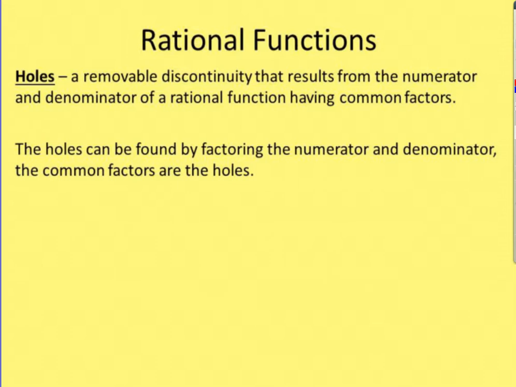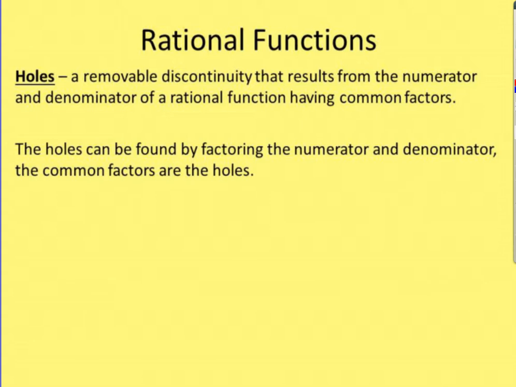We can also have holes in our graph. This just means it's a removable piece of information. The graph is continuous to the left and the right of it. That piece is just missing from the graph. And we know we're going to have a hole if we have a factor or a 0 that is in the numerator and the denominator.